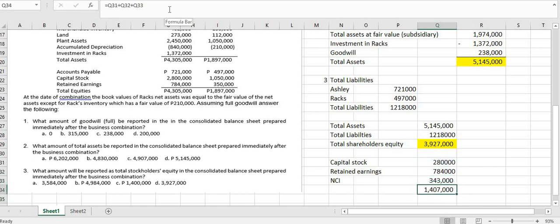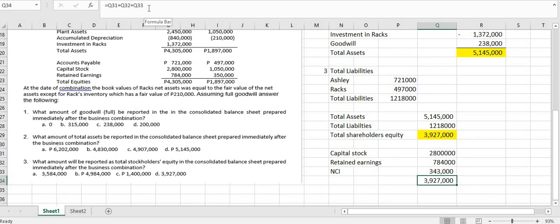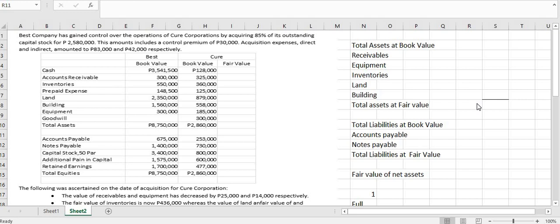So this is 2,800,000. Okay, so you have here 3,927,000. So you can actually solve the total stockholders' equity by deducting from your total assets the total liabilities, or simply compute the total stockholders' equity by adding all the equity accounts of the parent. Plus, don't forget to add the non-controlling interest. So we have 3,927,000.